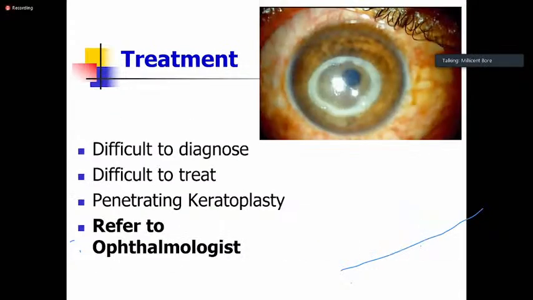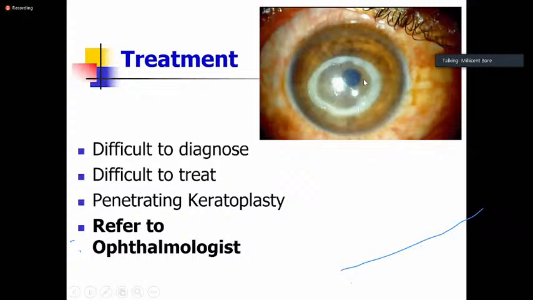So it's usually difficult to diagnose, difficult to treat, and in most cases, the patients end up having a penetrating keratoplasty done. Like I said, a penetrating keratoplasty is another term we use for a corneal graft. Remember, keratoplasty: kerato refers to the cornea, and plasty is the surgery, the graft. So penetrating keratoplasty just means that you remove the cornea full thickness and replace it with a graft.